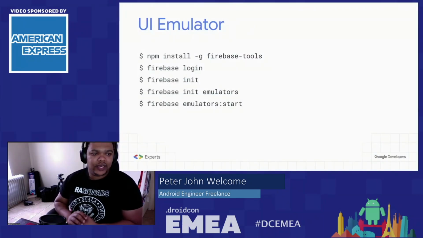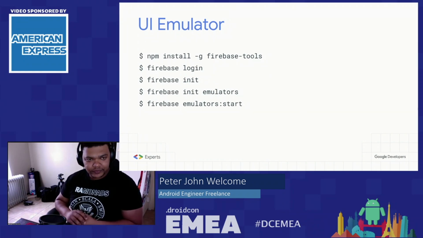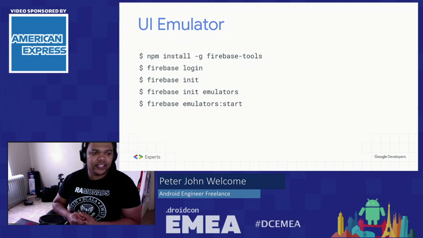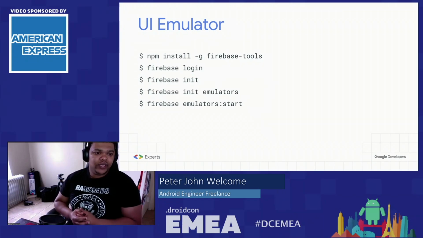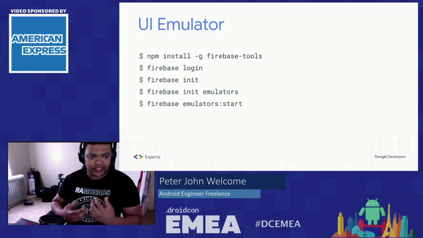So how we get the UI emulator on our machines is we go to npm, we install firebase-tools. This will install the Firebase CLI for us, and then from there we will have to log into Firebase. Obviously you'll have a Google account, and you'll log in to Firebase, and this will then pull all your projects and all of those types of things down into your CLI. So you'll be able to see that.